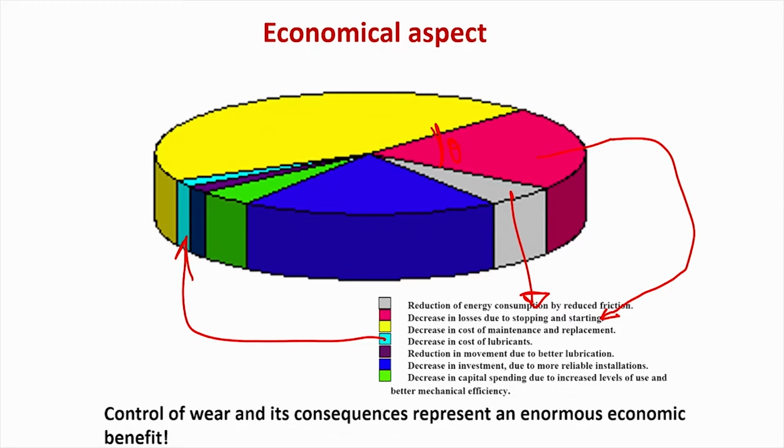That is very important. Now, cost of maintenance and cost of replacement is by far the larger fraction, which impacts the nation's economy, and which impacts the industry as well. So, the bottom line I have mentioned here is that control of wear and its consequences essentially represent an enormous amount of economic benefit.